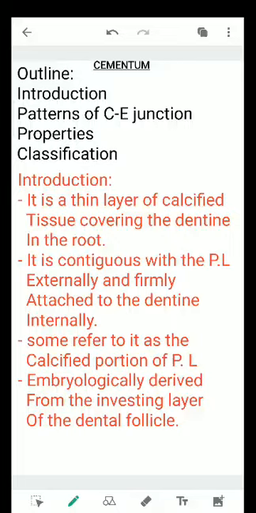Welcome again. Today we're going to be talking about cementum under the following outline: introduction, patterns of the CEJ, properties and classification. CEJ simply stands for the cementum enamel junction.